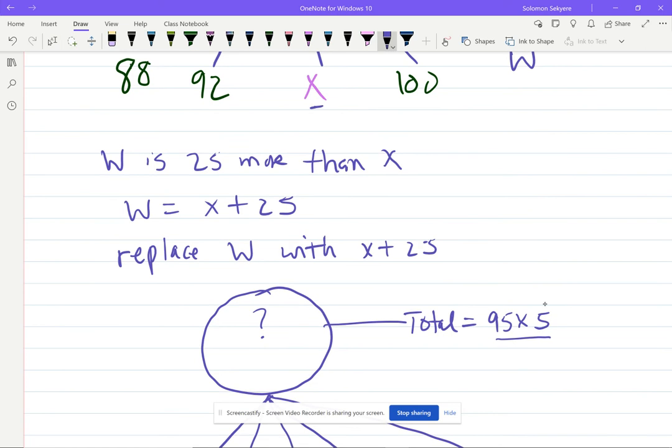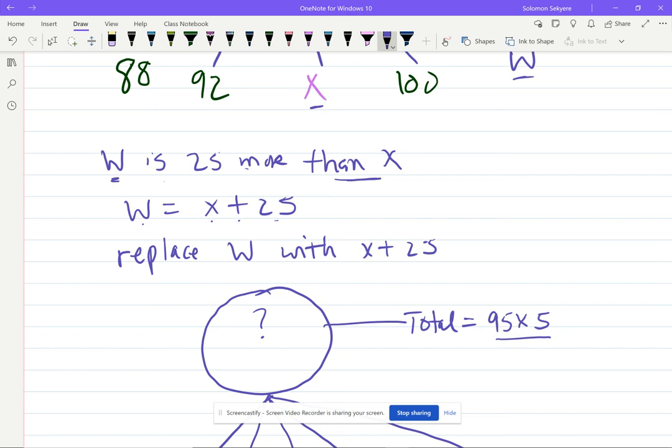Well, I have two here. I have two in here. Okay. All right. And they say W is 25 more than X. How do you write this? W is 25 more means plus X.